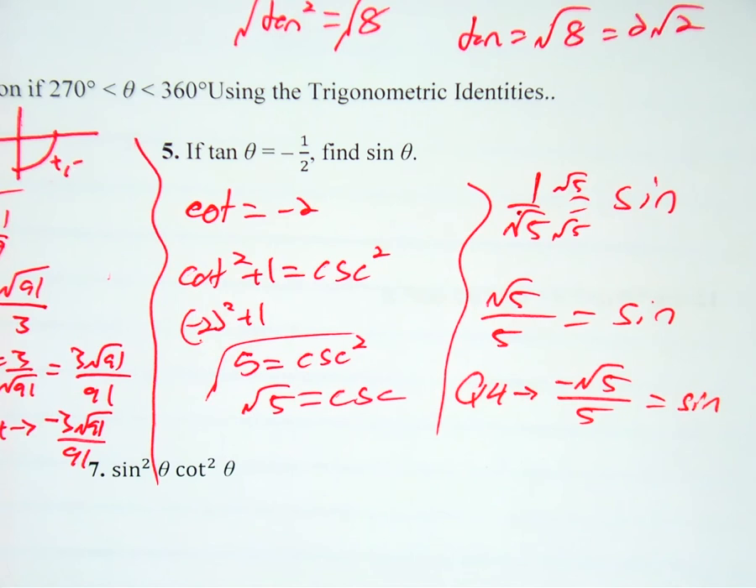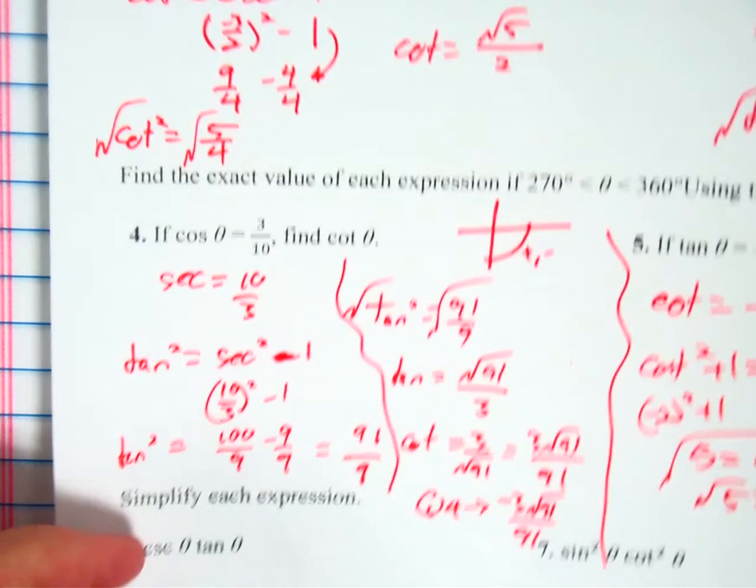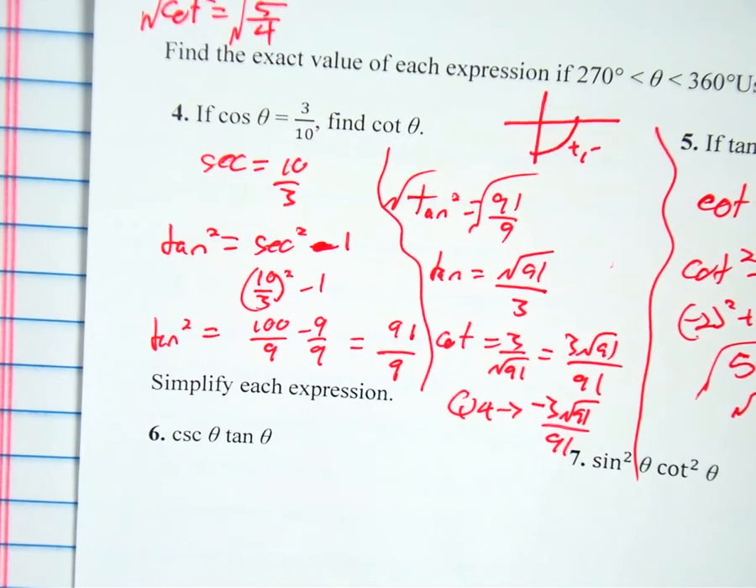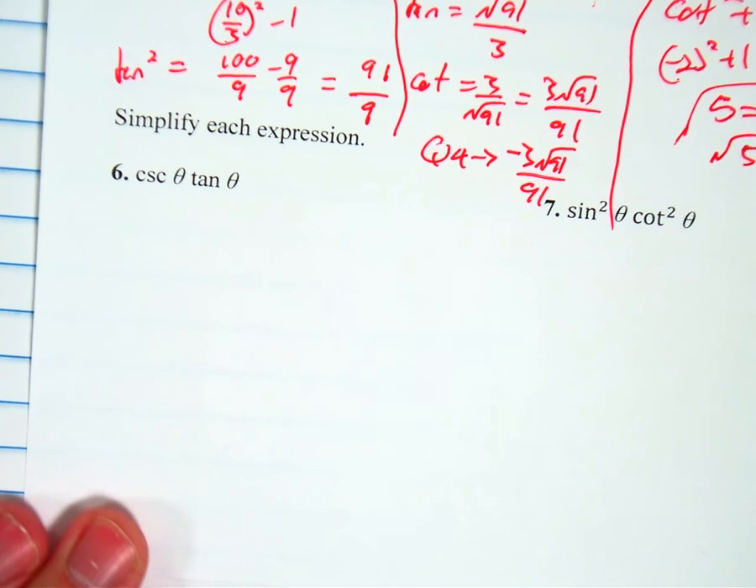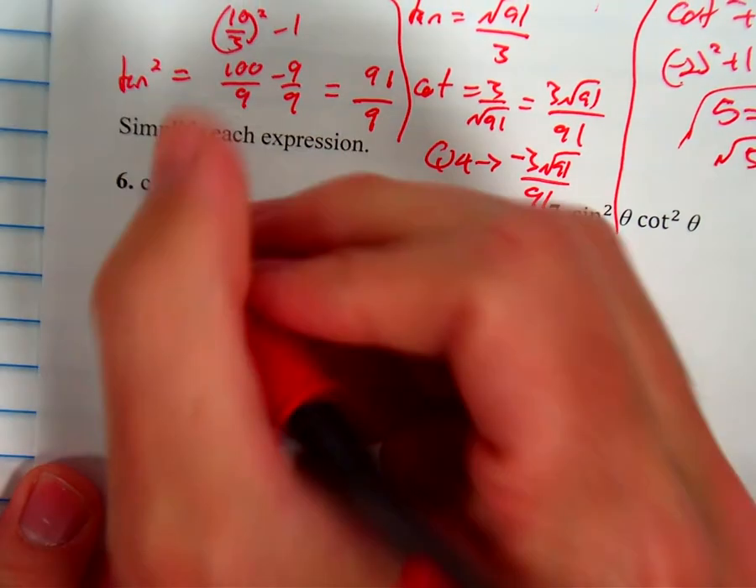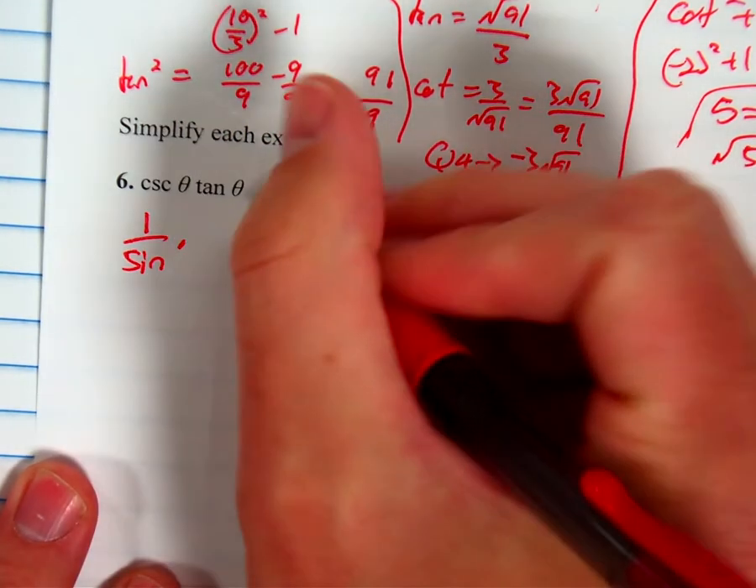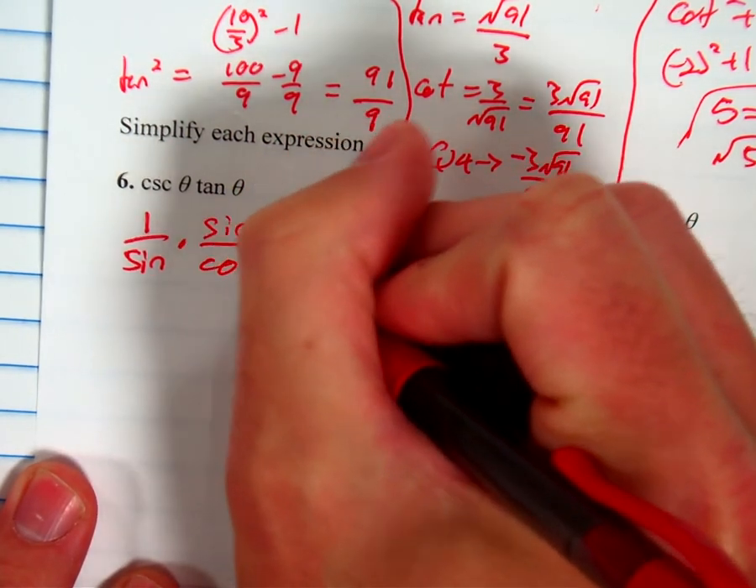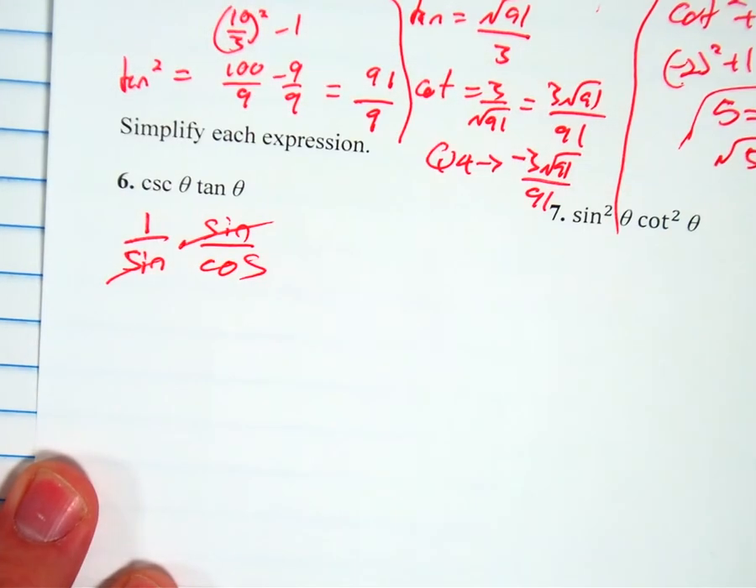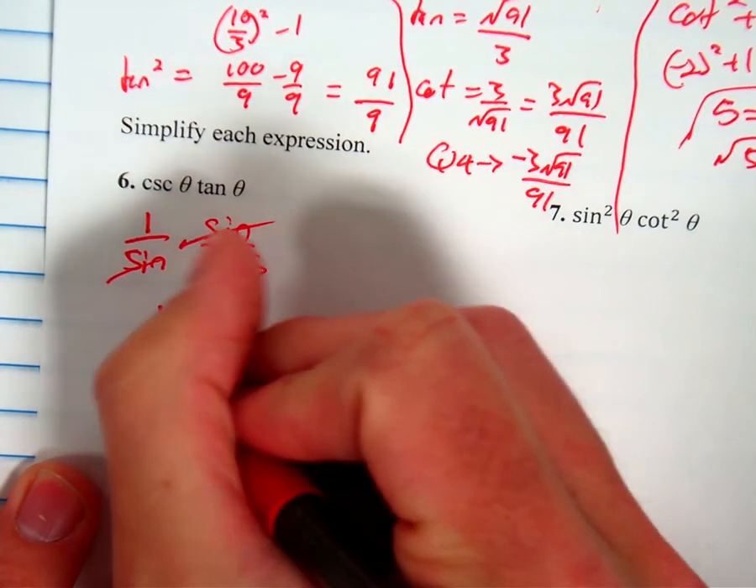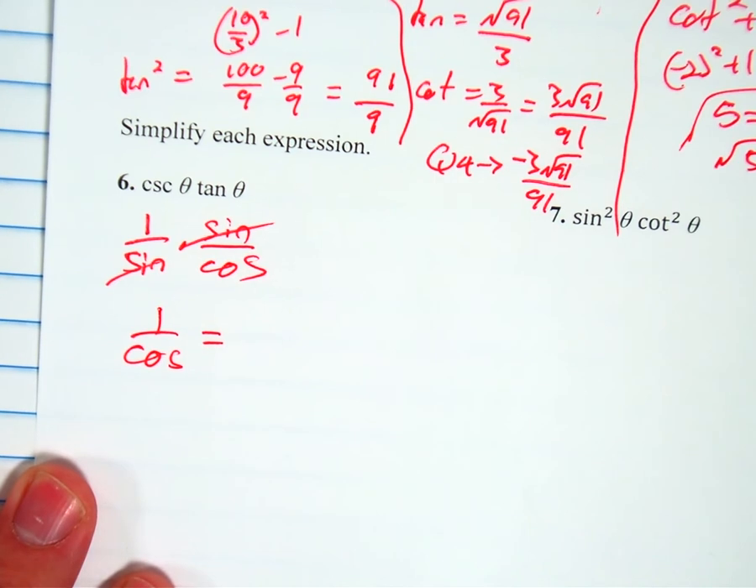Whew! Okay, so those quadrant ones can be tough. Those first 4 were pretty straightforward. The last 2, you kind of had to think a little bit. Might have to do more than one formula. Okay, 6, cosecant times tangent, and we're just simplifying. So cosecant is 1 over sine, times tangent is sine over cosine. So the sines cancel out. We have 1 over cosine, which is secant.